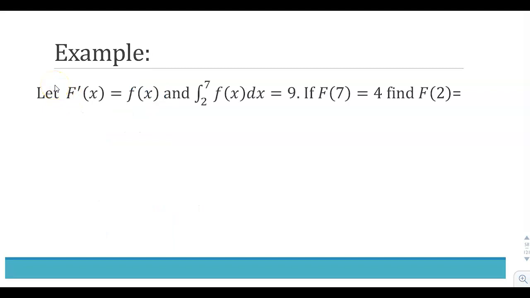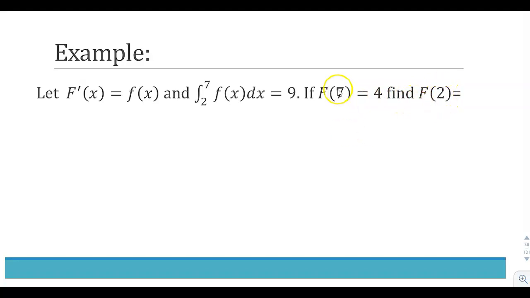Now let's look at a different type of example that involves the fundamental theorem of calculus. So let big F prime of x equal little f of x. And we know that the integral from 2 to 7 of little f of x dx is equal to 9. If the antiderivative big F of 7 equals 4, find f of 2.